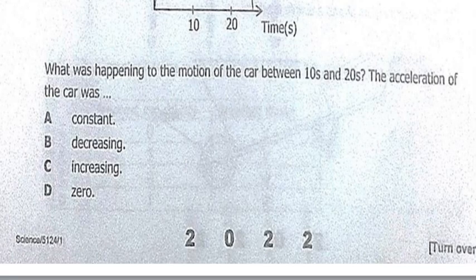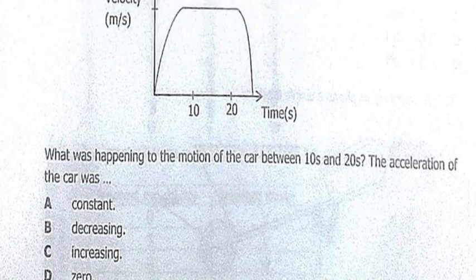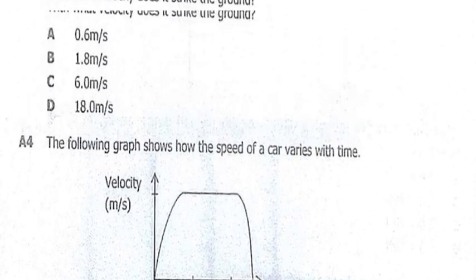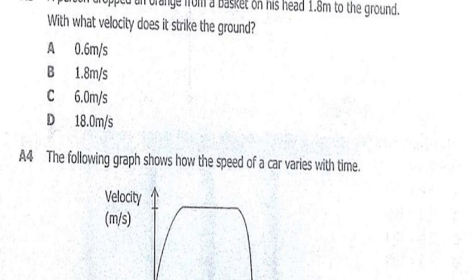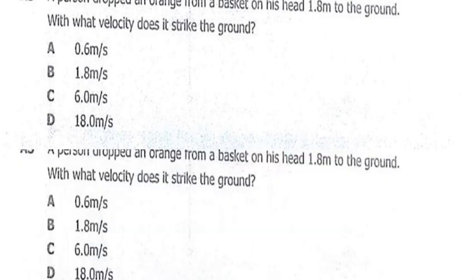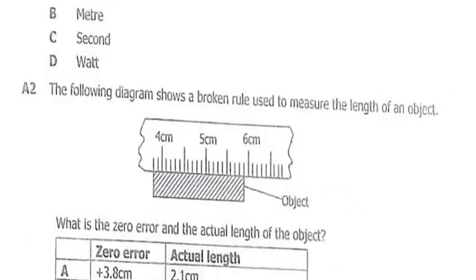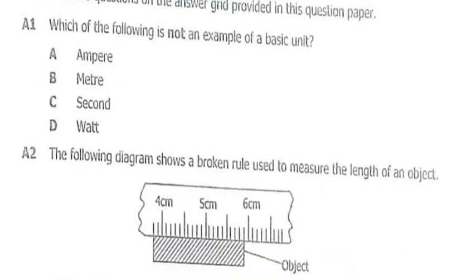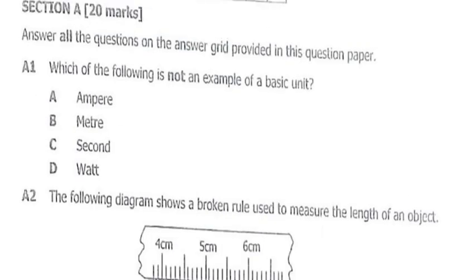So we look at section A. So in section A, we have some questions here. So let's check out some questions we have in section A. So that's the first question in section A. Answer all the questions on the answer grid provided in the question paper. So we have the first question: which of the following is not an example of a basic unit?